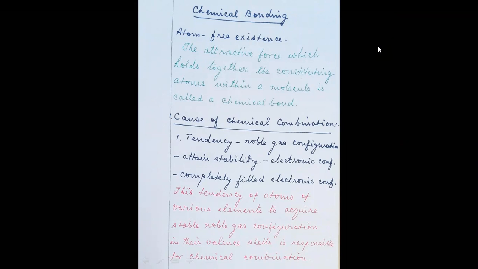What is the first cause? It is the tendency of the elements to form an electronic configuration similar to that of noble gases, because noble gases have a completed, stable electronic configuration. They do not react, they are very inert, and they want to attain that inertness. So all the elements, whether by gaining electrons, losing electrons, or sharing electrons, want to get to the electronic configuration of the noble gases.